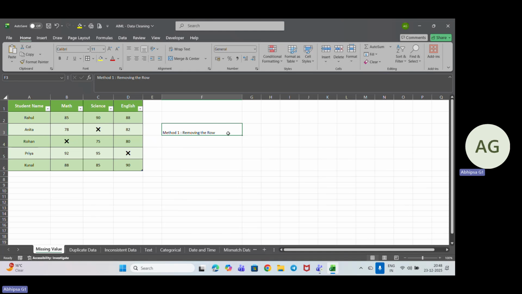Okay. Now coming down to the second option. The second option is to fill it up with average. Fill the missing value with average.